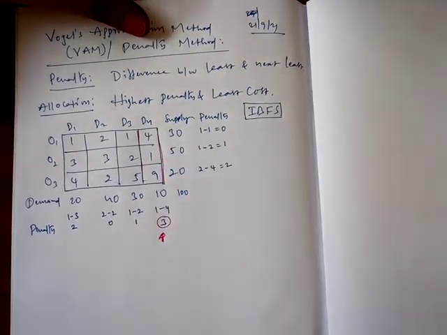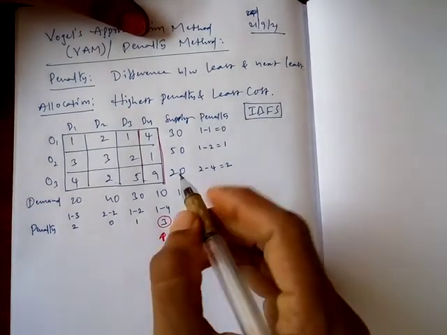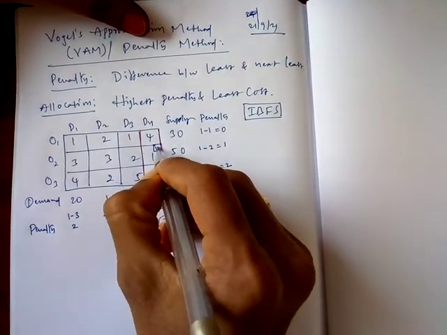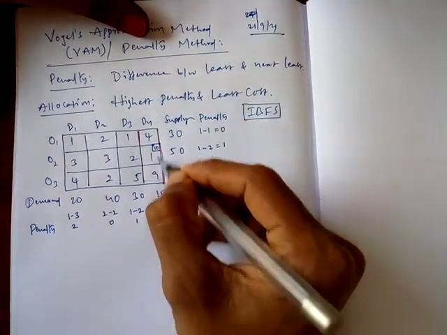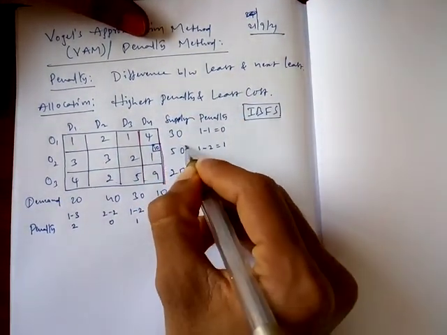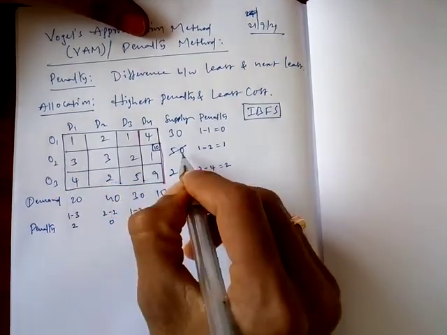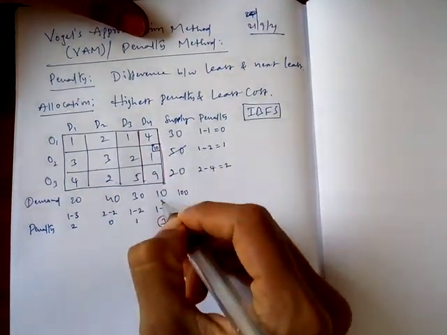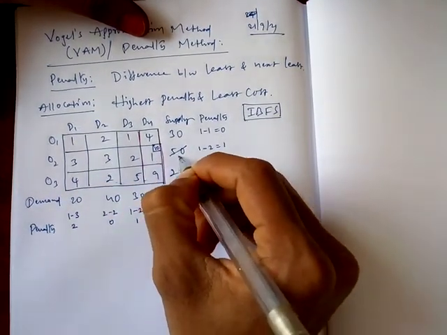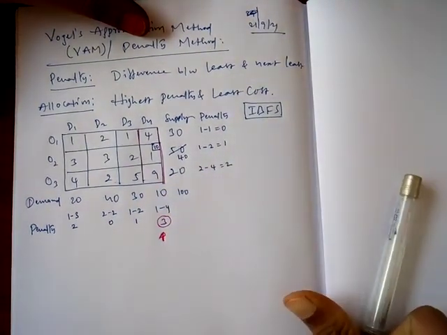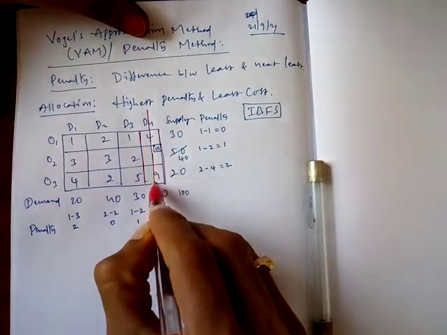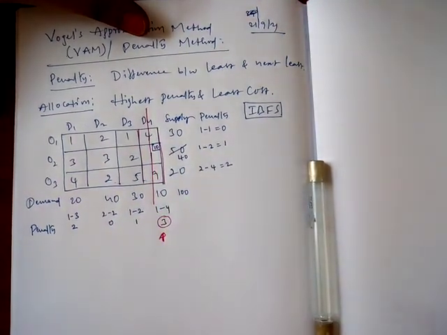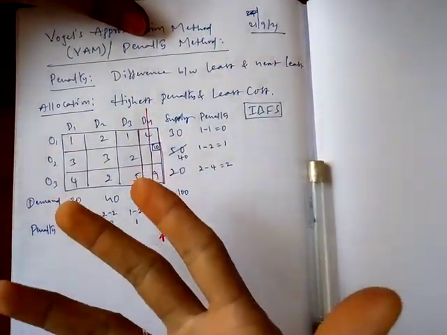So here we can allocate. How much can we allocate? We can allocate only 10 because it is demanding only 10. The supply is 50 and the demand is only 10, so 10 can be allocated to this cell, and 40 will remain. This is the first iteration, and we can cancel this. What will be the next iteration? Let us see.